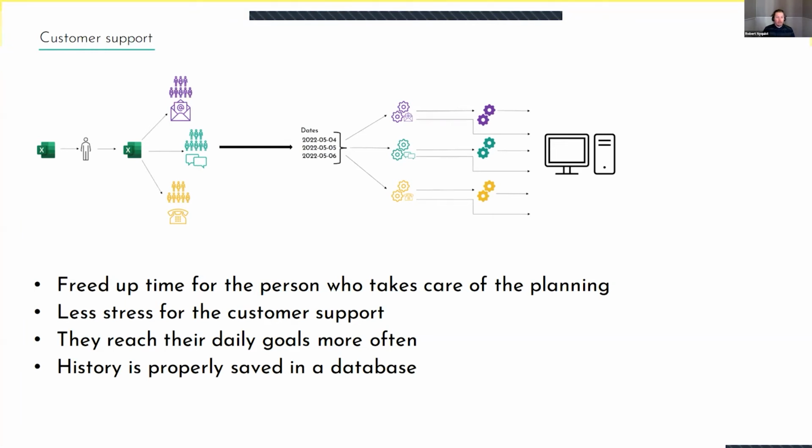So the result of this was we freed up a lot of time for the person taking care of the planning, and a lot less stress for the customer support. They reached their daily goal more often. And also by going from Excel to a system with a database and so on, we actually have the history properly saved. So you can go back and see how the planning was, instead of having 16 different Excels and you don't know what the truth was. So this was customer support.